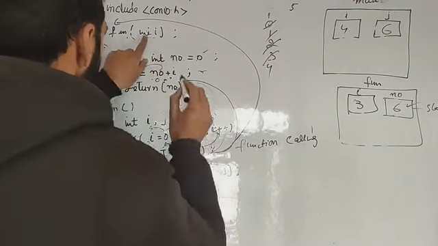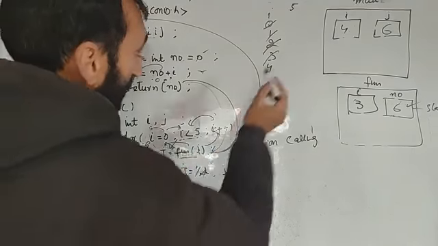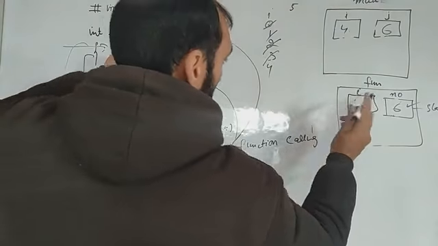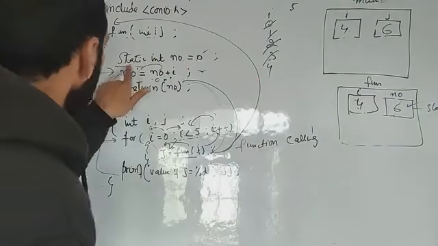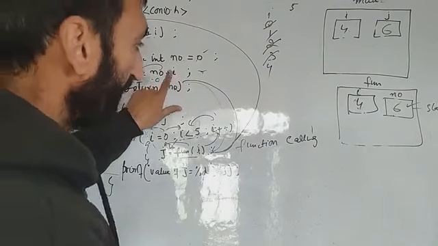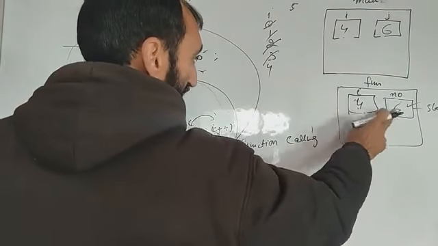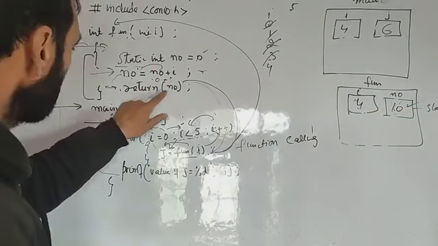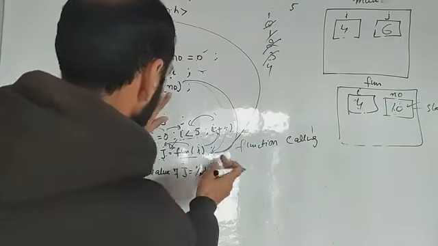In the fun function, what is i? I is 4. 4 gets passed, so fun receives i as 4. Number equal to number plus i. Number was 6, 6 plus 4, that means 10. Number becomes 10. Return number, and 10 gets returned.